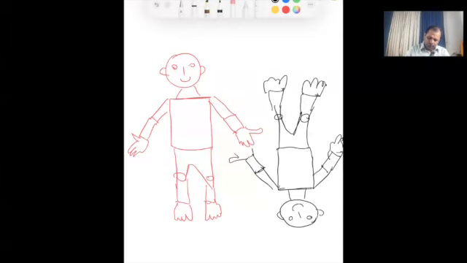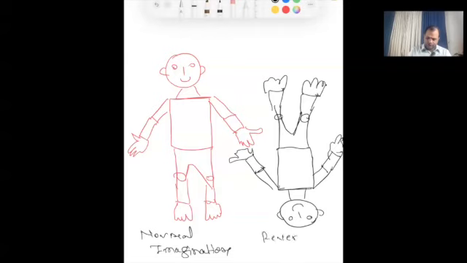So our body is very beautifully following both of these imagination systems. So this is called normal imagination, and this one is called reverse imagination.